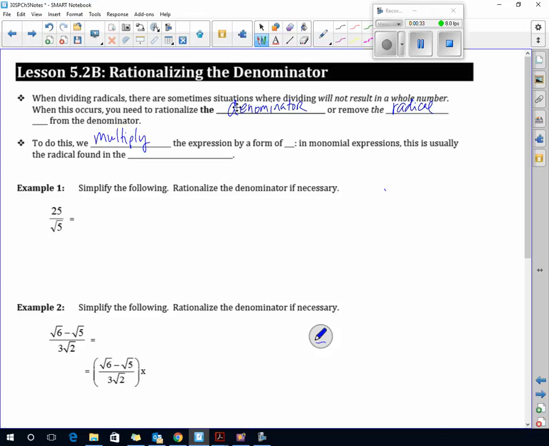In monomials, this is usually the radical found in the denominator. Okay, so what would be my form of 1 to multiply to get rid of that radical at the bottom? Because having radicals at the bottom is a big no-no. So how could I get rid of the radical at the bottom?